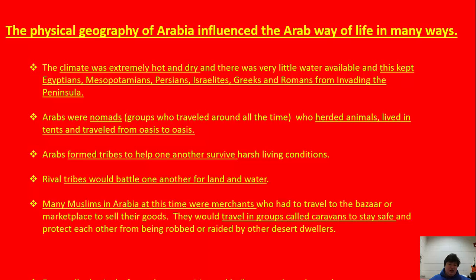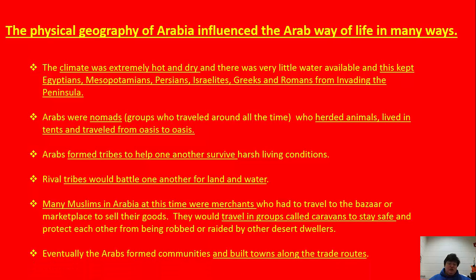And on the last flap, eventually the Arabs formed communities and built towns along the trade routes. Eventually they figured out that if they lived closest to the roads and the trade routes that they were going to use to get to the marketplace and get to the oasis, that would make their lives a little easier. So they eventually built their towns and communities along these trade routes. And that is your last flap. Again, if you need to pause the video at this time to get your flaps filled out, please do so.